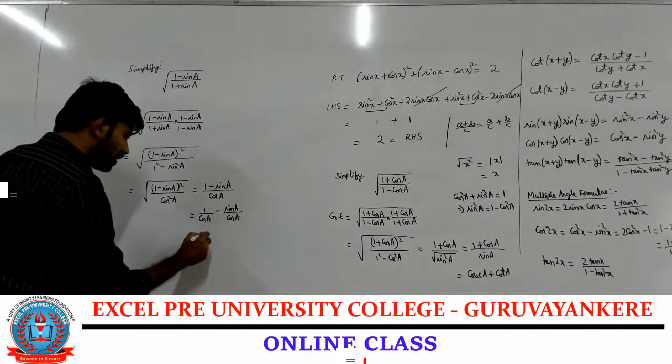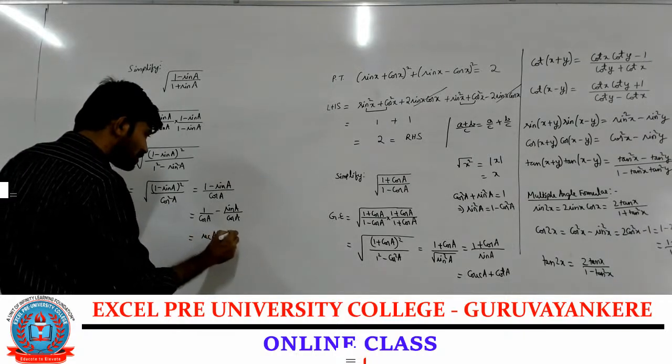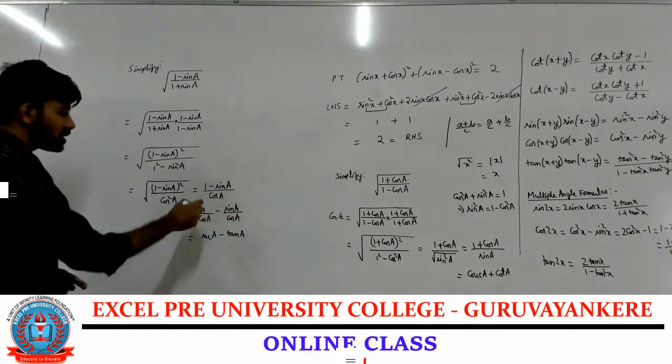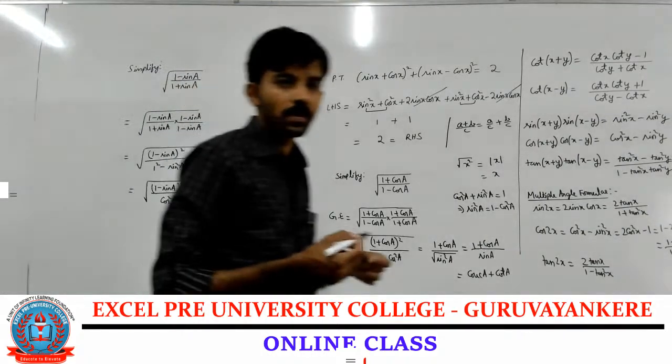1 by cos is secant A. Sin A by cos A is tan A. So the answer is sec A minus tan A.